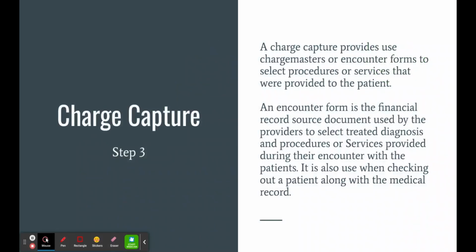A charge capture is step 3. A charge capture provides use of charge masters or encounter forms to select procedures or services that were provided to the patient. An encounter form is the financial record source used by the providers to select treated diagnoses and procedures or services provided during the encounter with the patients. It is also used when checking out a patient along with the medical record.